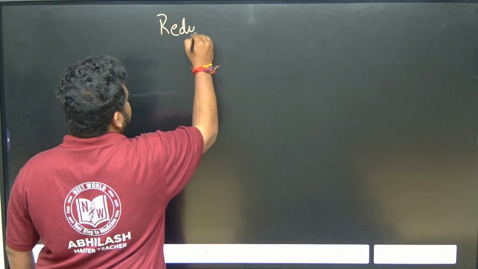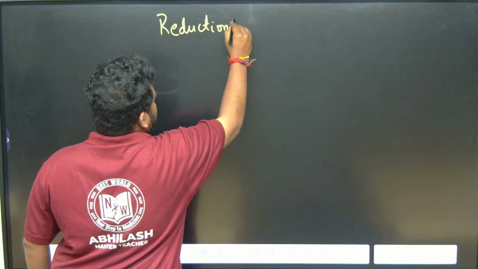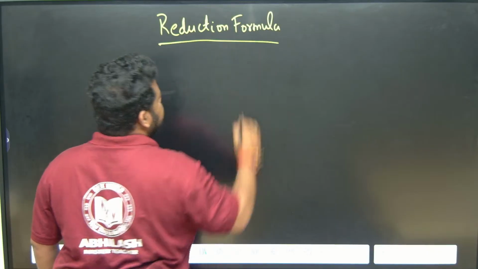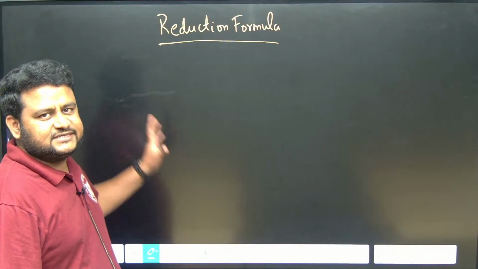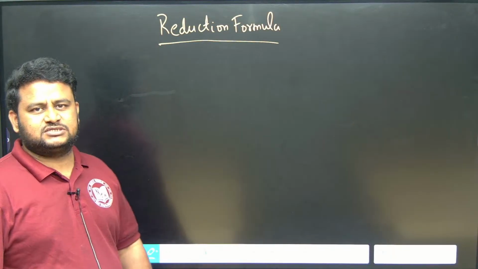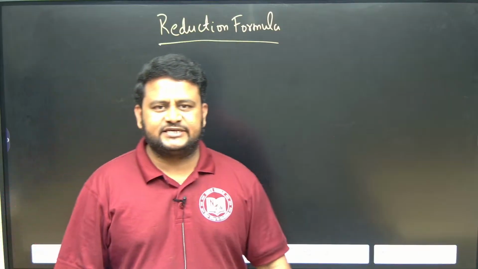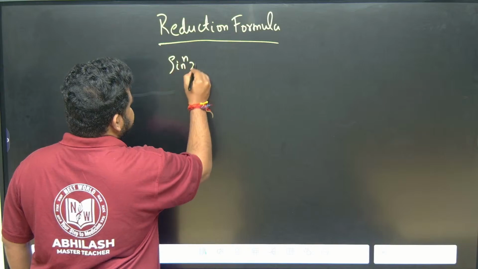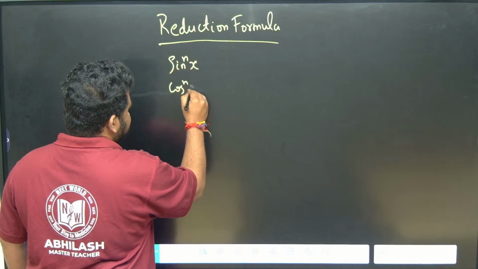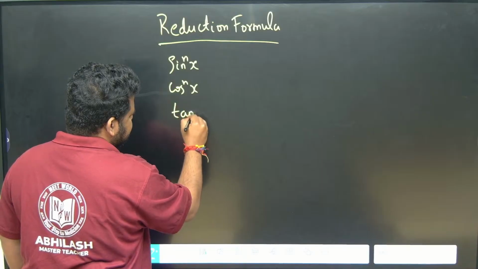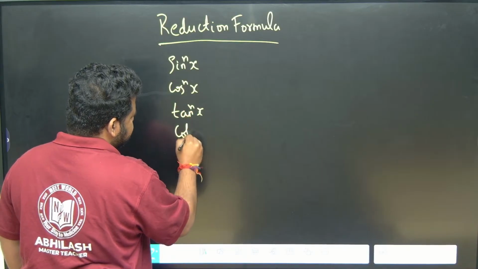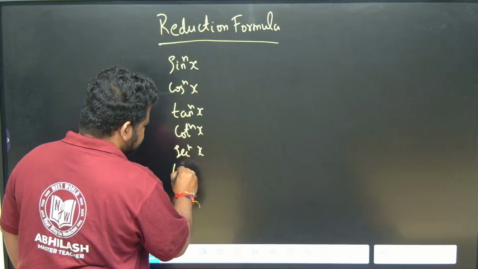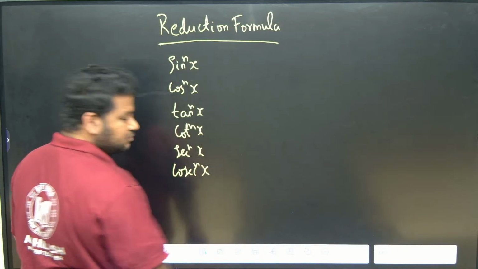Reduction formula. Basically they will be asking for our 6 trigonometric functions, that is sin, cos, tan, cot, cosec and secant. How will they ask? They will ask integral of sin nx or cos nx or tan nx or cot nx. Similarly they will ask secant nx and cosecant nx.